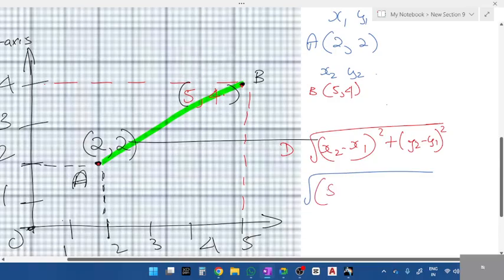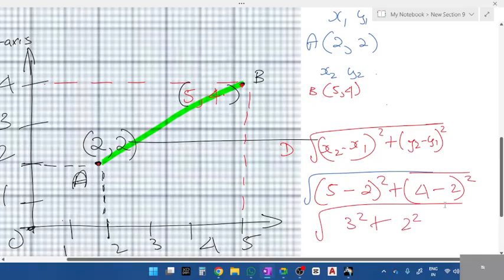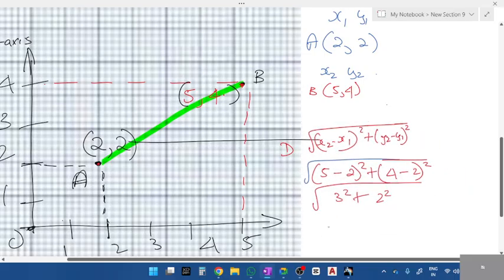x2 is nothing but, look at the graph, 5, minus x1 which is 2, the whole square, plus what is y2? 4 minus y1, which is 2, the whole square. 5 minus 2 is 3, square, plus 2 square. What's the answer? 9 plus 4 is square root of 13. Okay, so the distance between A and B, students, in terms of units, is root 13 units.